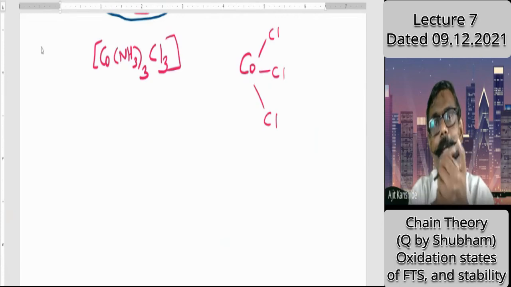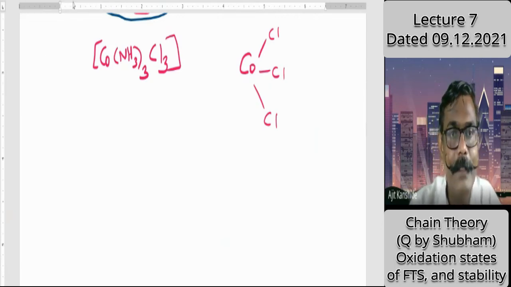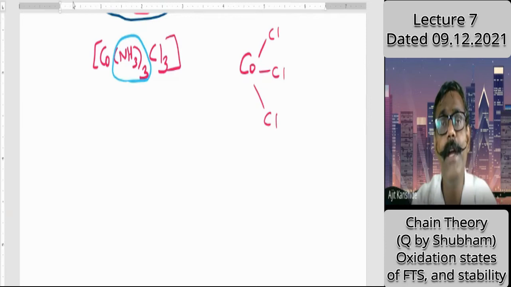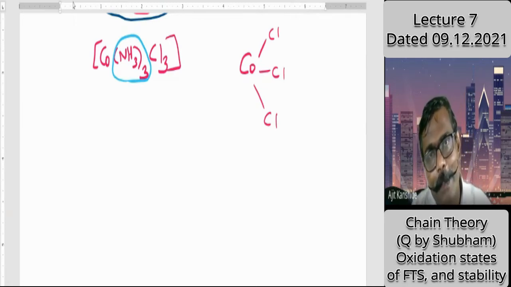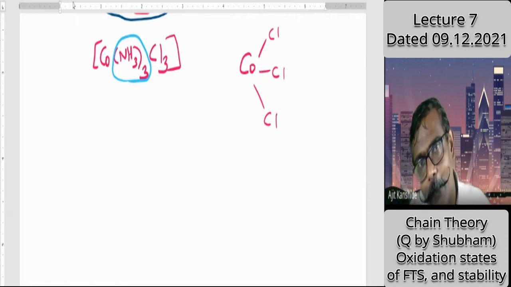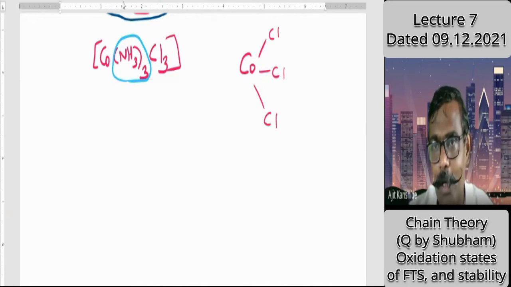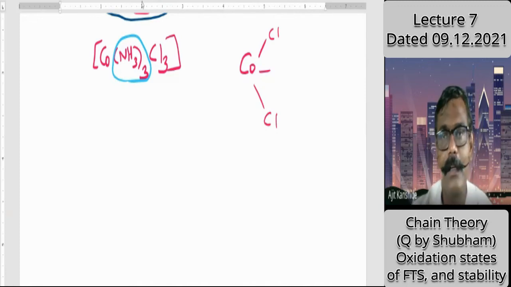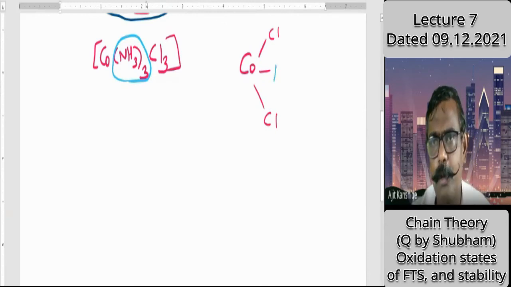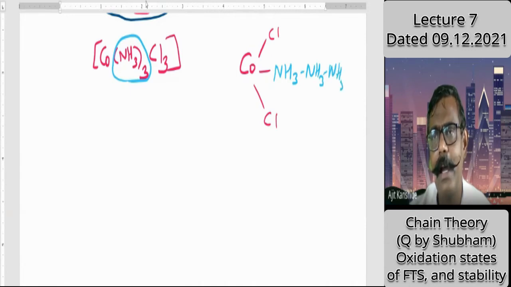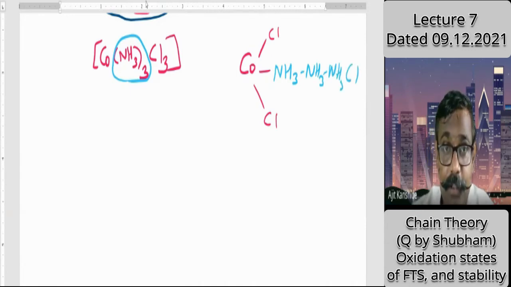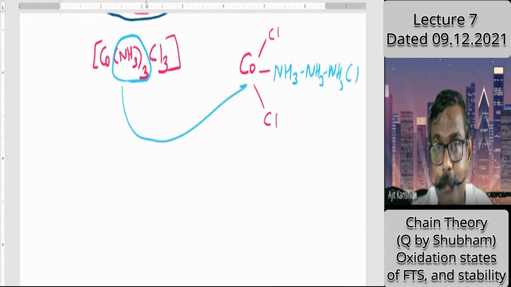But a problem came in representing the ammonia molecules. Where can they be represented? There is no alternative. Chain theory already said a chain of ammonia followed by the chloride. So they sacrificed one chloride in their explanation, and they said there are 3 ammonia: NH3, then NH3, then NH3, and then Cl. This is the structure they gave for this molecule.